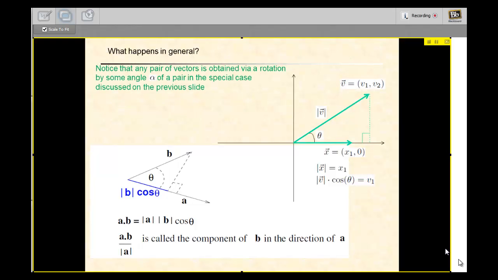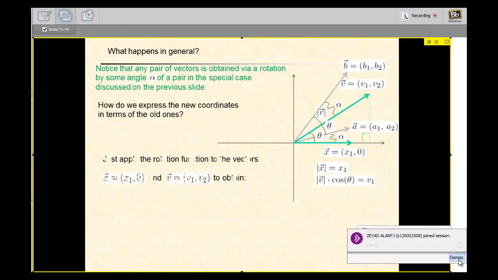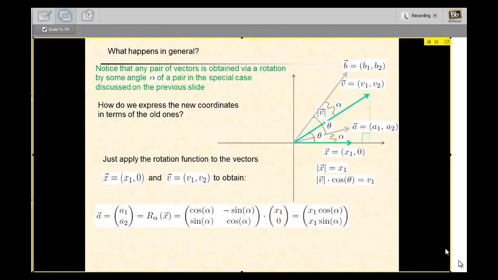Notice that any pair of vectors is obtained via rotation by some angle alpha of a pair in the special case discussed on the various slides. So these are the examples of the dot products that we discussed in week number 5.